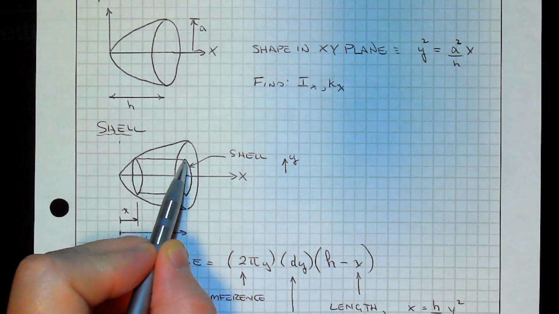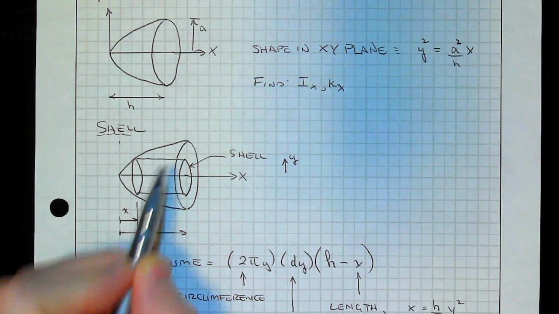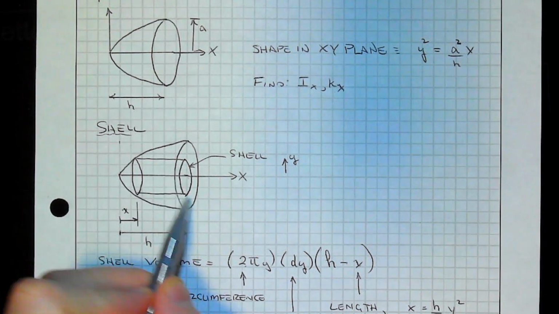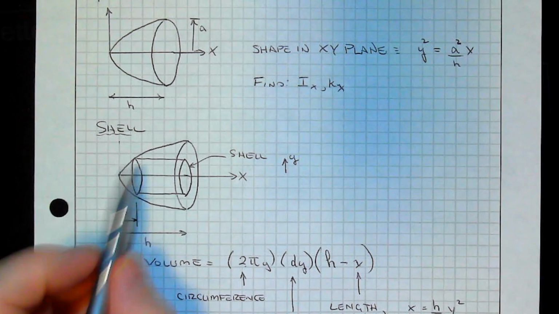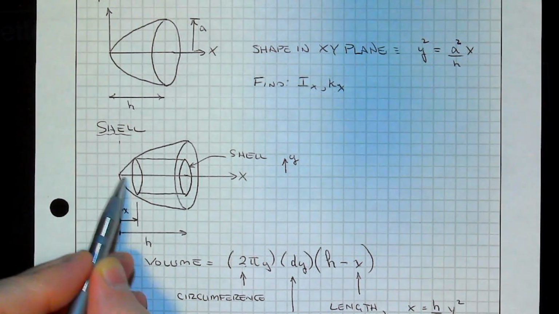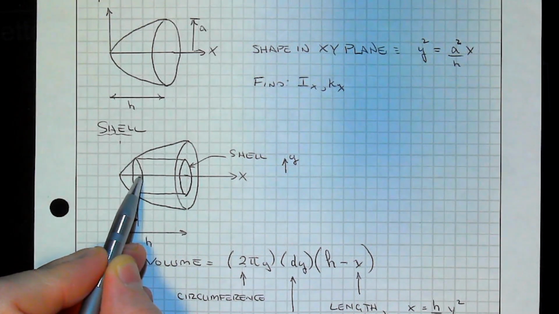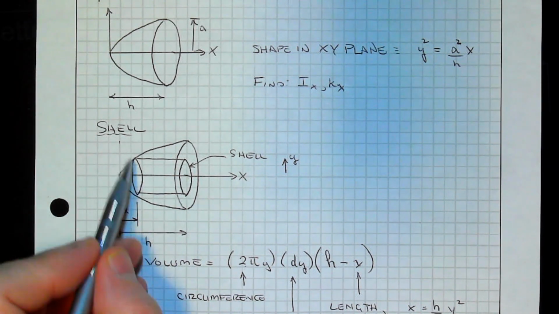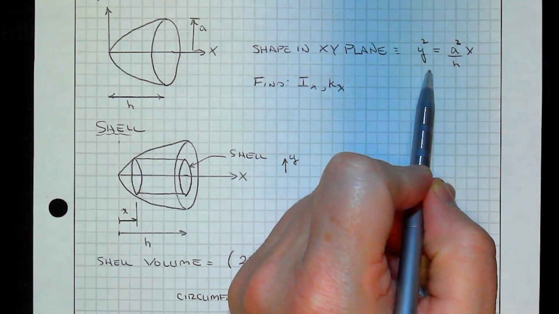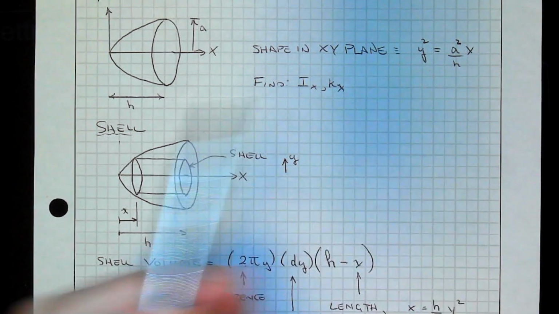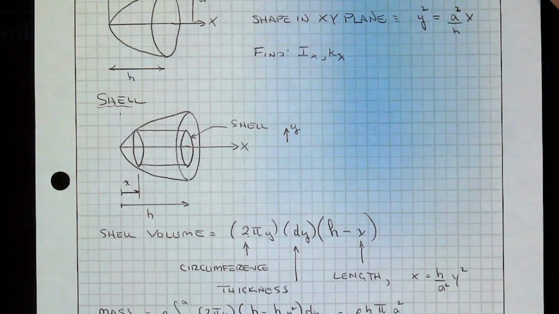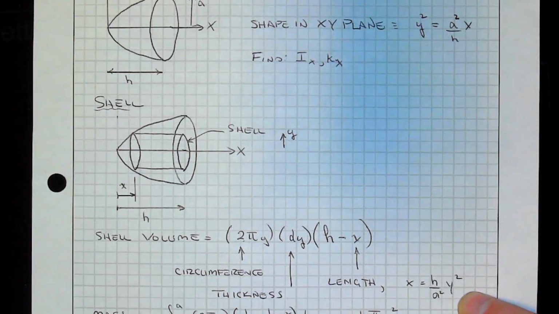For a given y, the volume of a shell is 2 pi y, that's the circumference, times the thickness of the shell, that's dy, times the height of the shell, and that's the overall height of the torpedo tip, h, minus this distance x. But what is that distance x? For a given x, we can find what y is. We have this equation right here, so we can solve x for y. I have that down here. That's solving x for y.